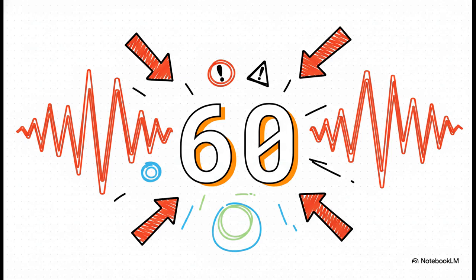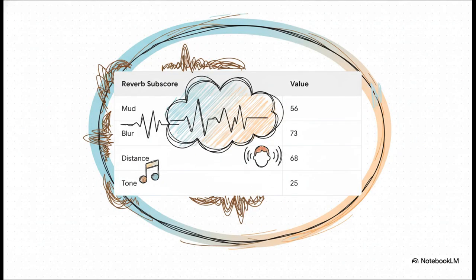So right off the bat, we know the AI has spotted more potential problems with our reverb settings. This is like an immediate red flag telling us to pay close attention right here. And this is so cool because you can see the analysis is totally different now. It's tracking completely new things: mud for that low-end gunk that clouds up a mix, blur for when you lose detail, distance for how far back the sound gets pushed.